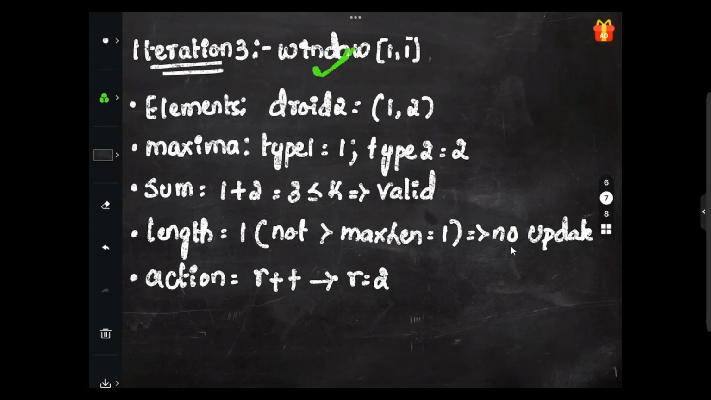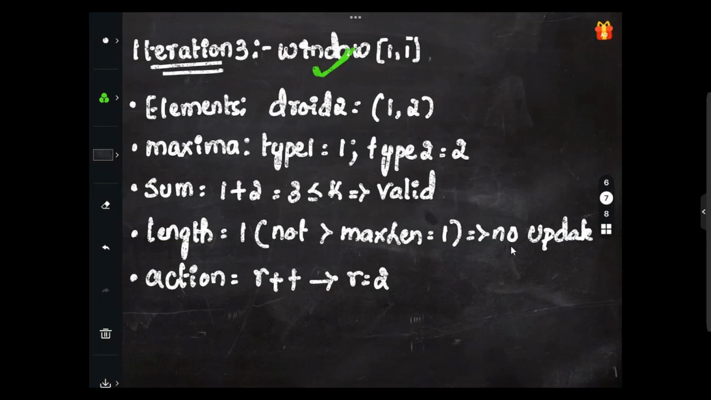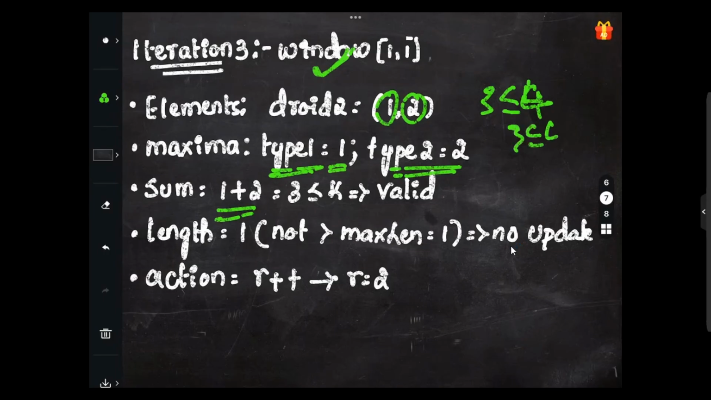Window 1 comma 1. So droid 2, we have 1 comma 2. The previous step was invalid, so we will be considering droid 2 here. Basically this is still 1 comma 2. Type 1 is just 1 and type 2 is 2. We will sum these two things and get 3, and 3 is less than or equal to k, which is 4. So this window becomes valid. Length is 1, max length is still 1, so we will not be updating this one.